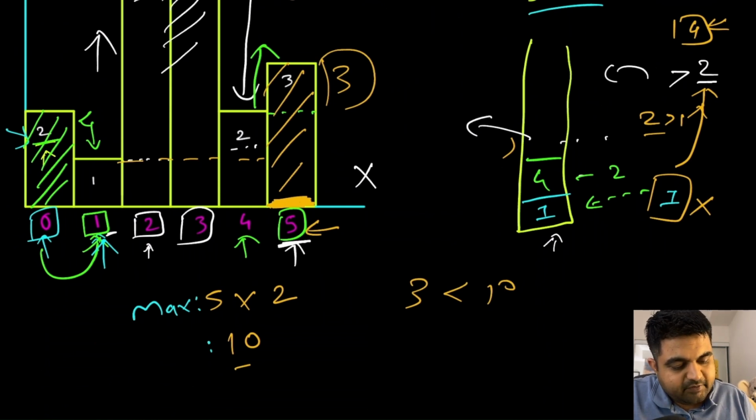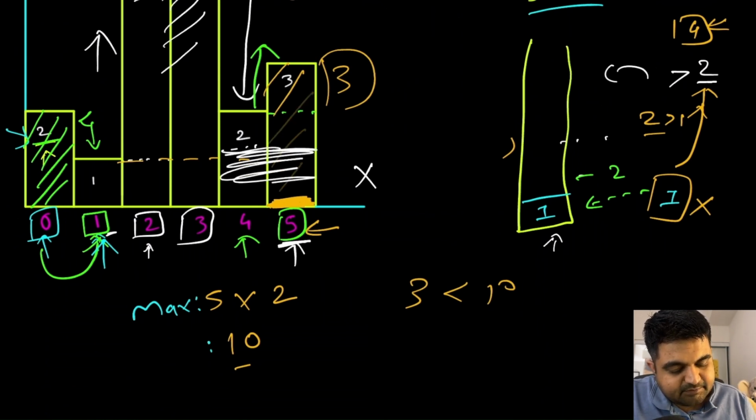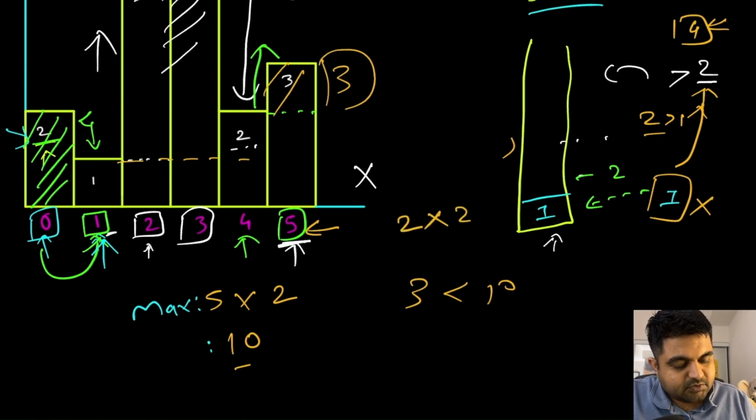Okay, now we are going to next pop out element number 4. So if we pop element number 4 out, it has been relevant for this much portion of the time, which means currently we have 2 multiplied by 2. So the area is going to be 4. 4 is also less than 10, which means this area is also not relevant.